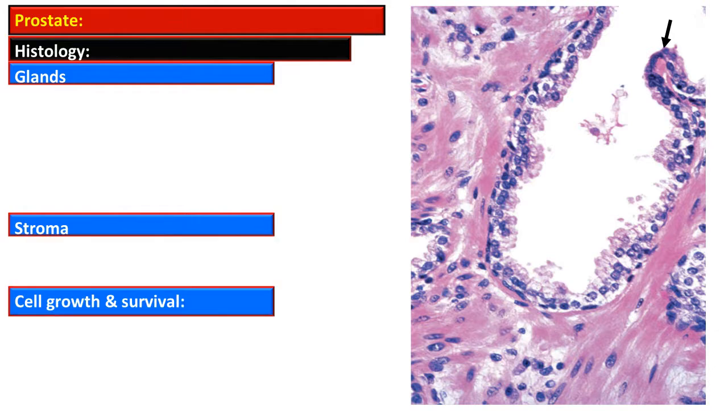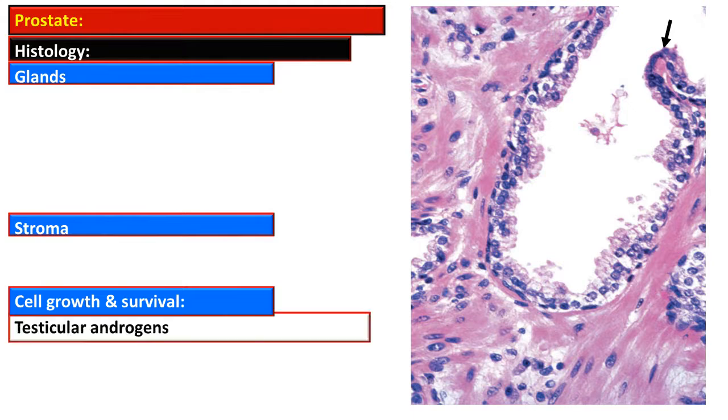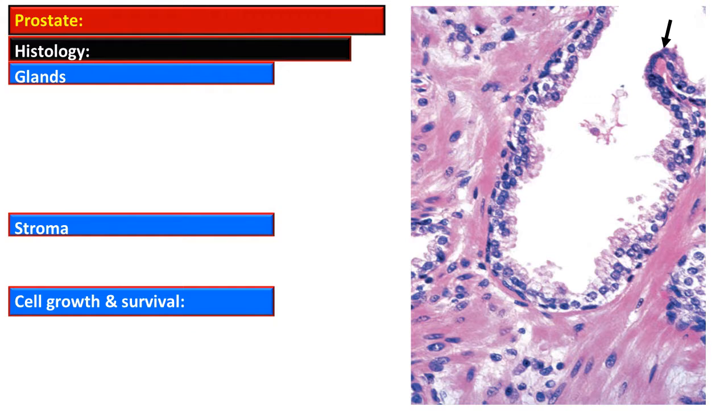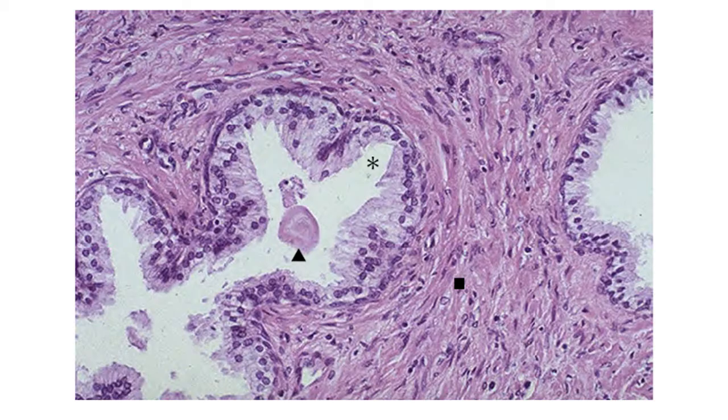There is little increase in the size of the prostate until puberty. At puberty, under the influence of testosterone, growth and differentiation occur. The enzyme 5-alpha reductase in prostate stromal cells converts testosterone that is produced by Leydig cells of the testes into dihydrotestosterone, and this dihydrotestosterone is responsible for prostatic growth. Castration leads to atrophy of the prostate through apoptosis.